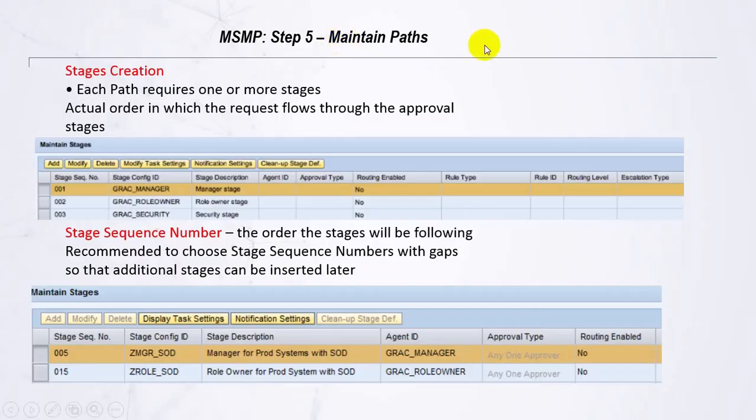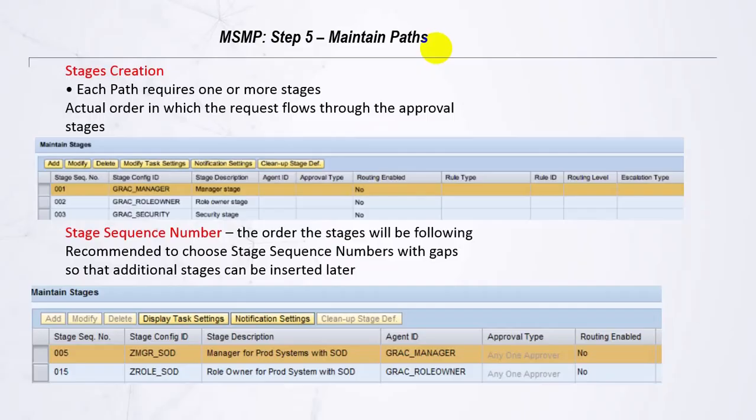So in the path, we discussed the definition, it is a collection of stages. Based on the request path, first we will create stages. How many stages are required for the workflow? Suppose a create request. We need manager, role owner, or security, or only manager, role owner.